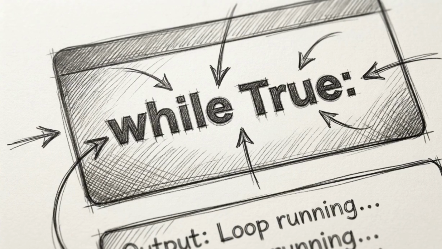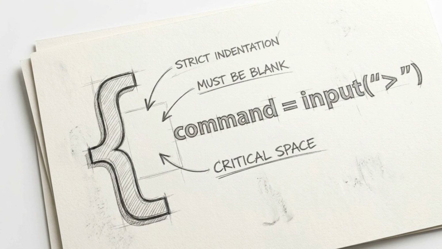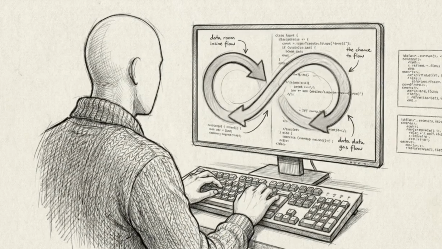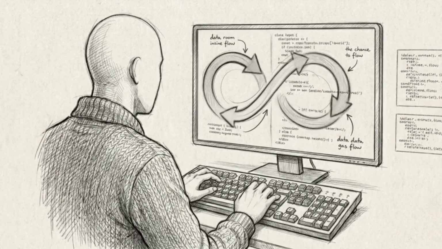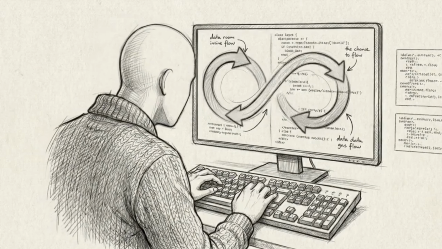We start our engine by typing while true, followed by a colon. Below that, we indent our code and prompt the user for an input. This establishes our primary game loop. The condition true always evaluates true. This forces the interpreter to endlessly wait for the user to type something over and over.